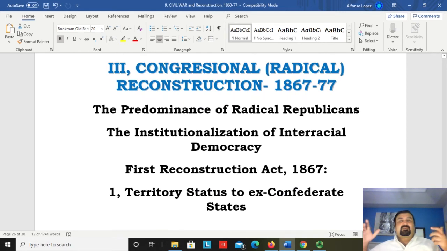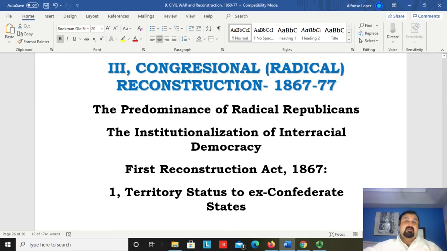Because Johnson is losing popularity, he's losing support from the public, particularly from the North. He's falling out of favor. Now Congress is stepping in to lead the way in Reconstruction. So Congress is in charge now. Congress, not the president, so it's congressional Reconstruction. But this time, Congress is implementing the most radical policies of Reconstruction. That's why this is called radical Reconstruction, congressional radical Reconstruction, a 10-year period between 1867 and 1877.